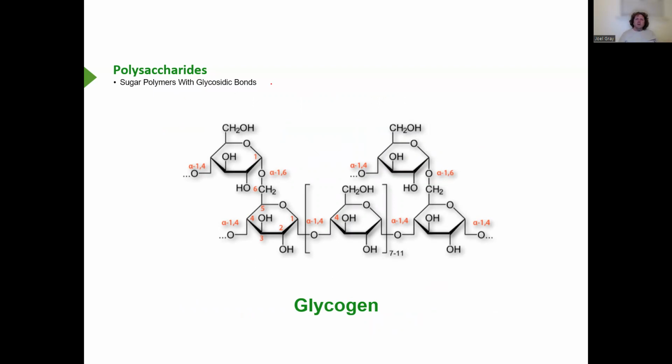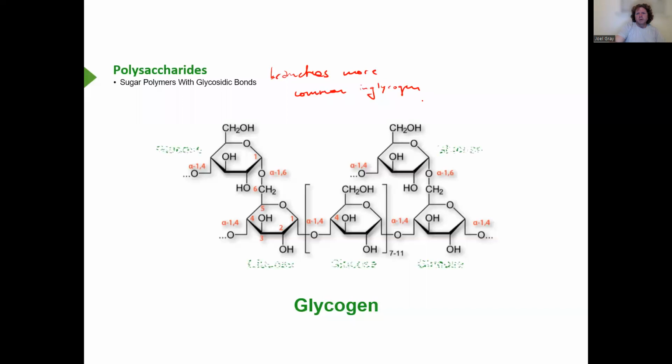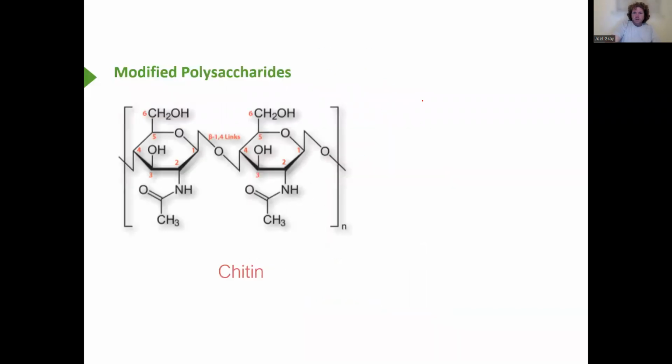Branches are more common in glycogen. So the branch points are much more common in glycogen than in amylopectin. But there's still a bunch of glucose molecules.